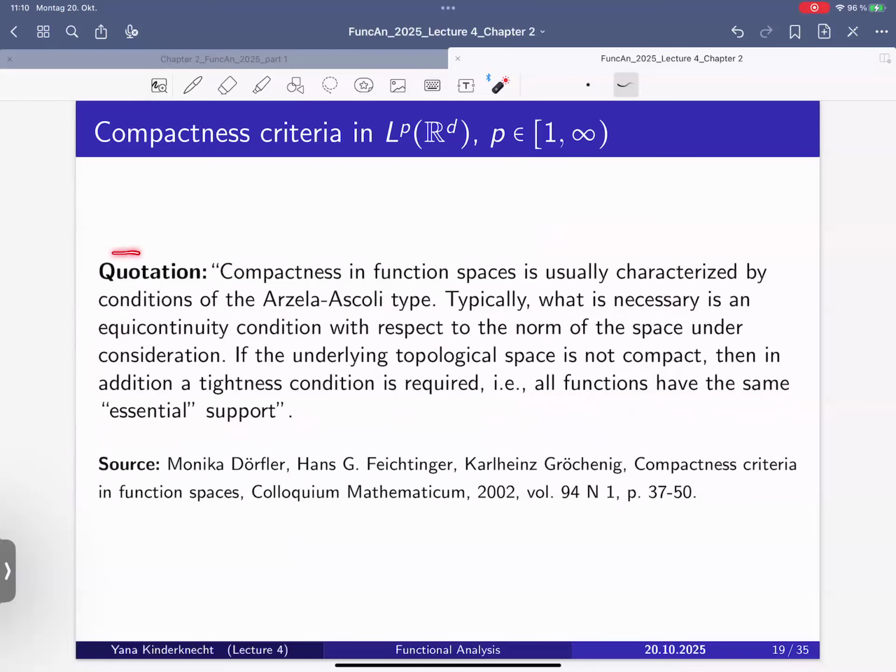So this is the quotation of this source. It is something not very old, and there are a lot of references to other publications where you can find many different interesting things. But in particular here in this paper, you can find some compactness criteria in some more advanced function spaces. But nevertheless, this is actually the idea. So we need a kind of equicontinuity, and we need a kind of tightness which allows us to work in a non-compact underlying space.